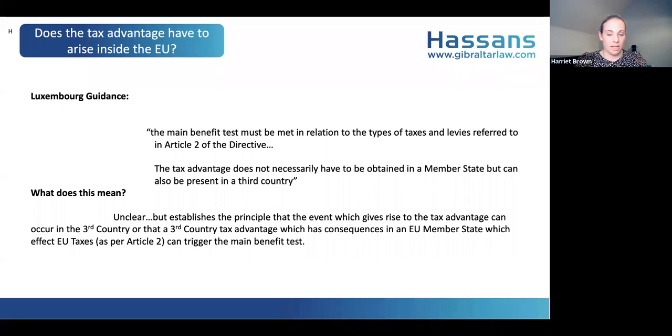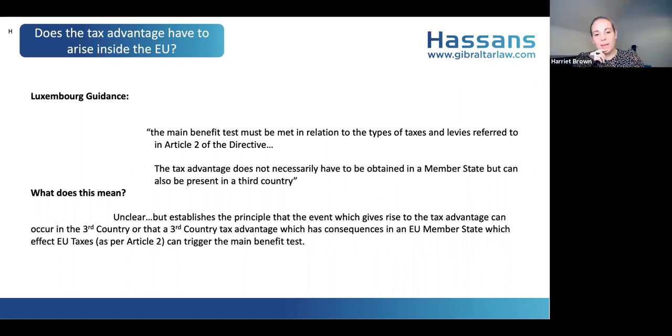My view is that it's fairly clear that the main benefit test needs to be triggered by an EU tax advantage, and I would argue quite strongly for that position. So I think that this, as with so many pieces of guidance that we read, the authorities have a sense that somebody will do something clever. They can't quite work out what it would be. So they put a sentence in that sort of covers it off, and then leave us to worry about it. Do you think that might be the case here, Harriet?